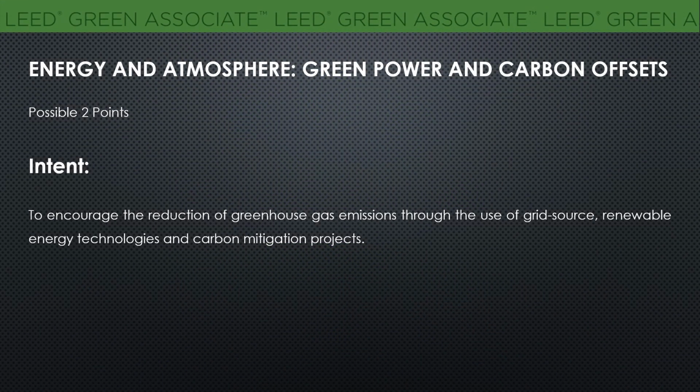The final credit in this category, Energy and Atmosphere, is green power and carbon offsets, and it can get up to 2 points. The intent of this credit is to encourage the reduction of greenhouse gas emissions through the use of grid-source renewable energy technologies and carbon mitigation projects.